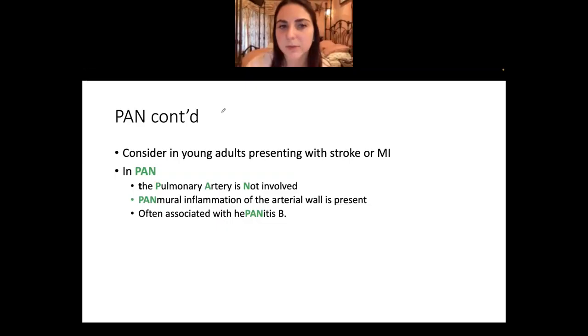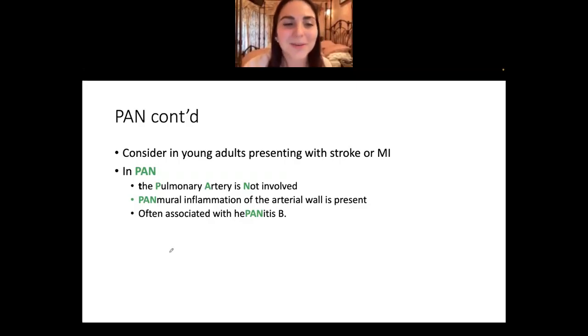but if a 30-year-old comes in with a heart attack, you're like, that's really strange. So you can consider it then, but also if someone comes in with hypertension, you can think about it. So with PAN, pulmonary artery is not involved, PAN.